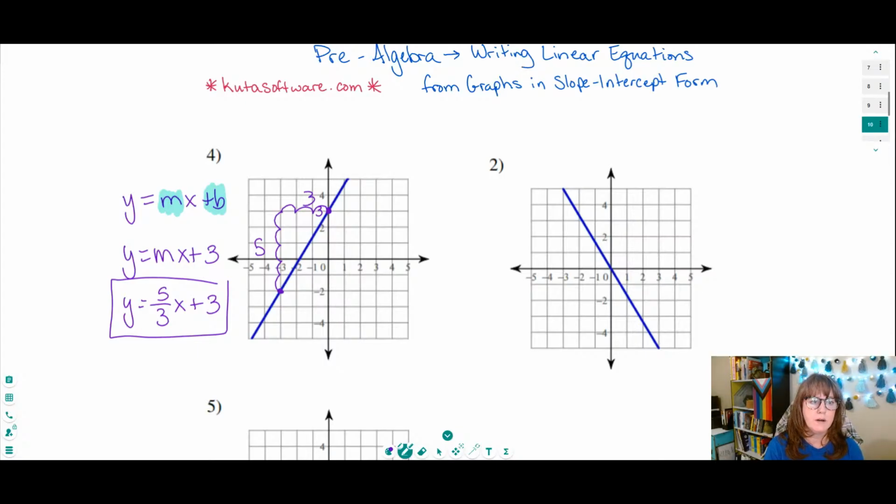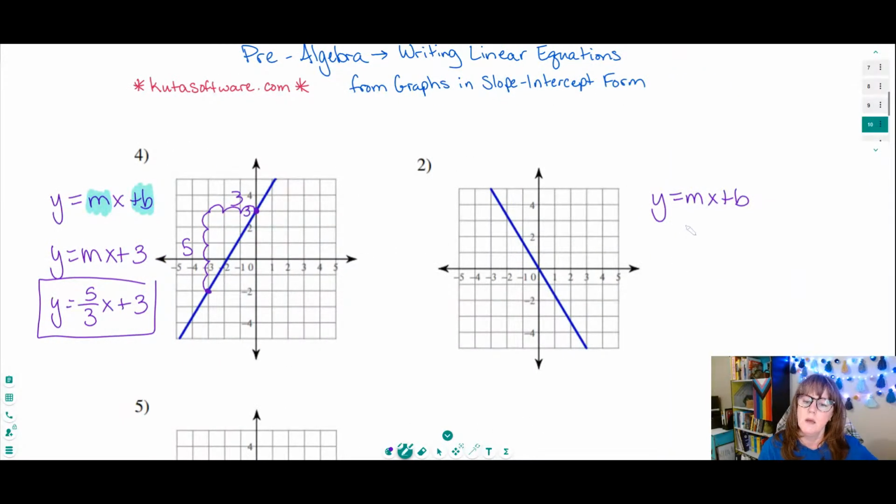Okay, let's go on to our other problem over here. I'm just going to write out y equals mx plus b again. Let me shift this over a little bit. And let's start with the y-intercept. It's actually going through right at the origin, right? So this is going to be a plus 0. y equals mx plus 0. Now, we don't normally write plus 0. I'm going to leave it there just for now, but whenever we have a y-intercept of 0, it just gets left off of the equation itself.